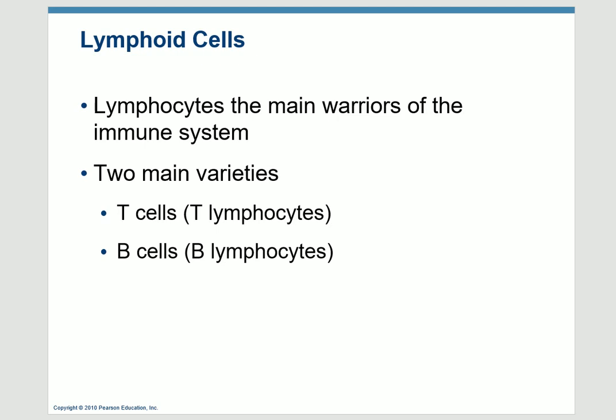Lymphoid cells. Lymphocytes are the main warriors of the immune system, and we have two types. We have T cells, or T lymphocytes, and we have B cells, or B lymphocytes. We'll talk about these specifically during the later half of the lecture, but just remember B cells, blood.